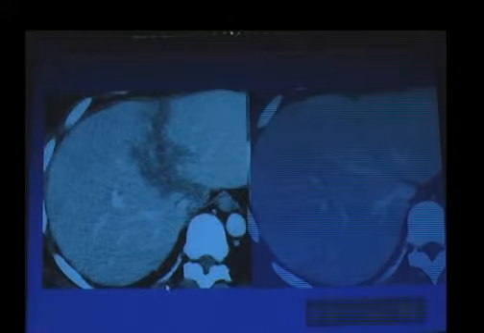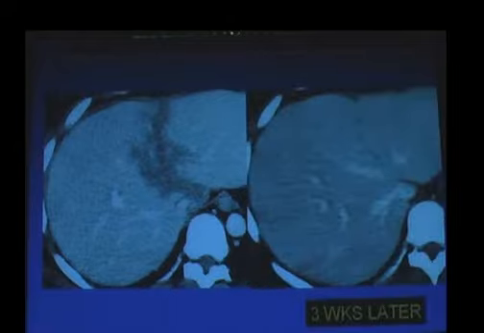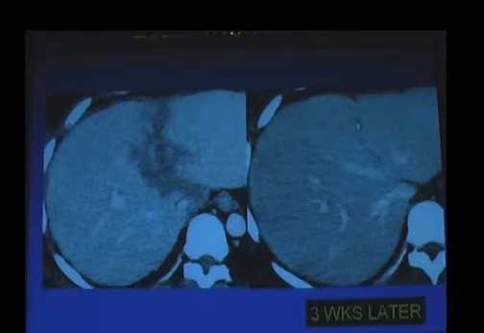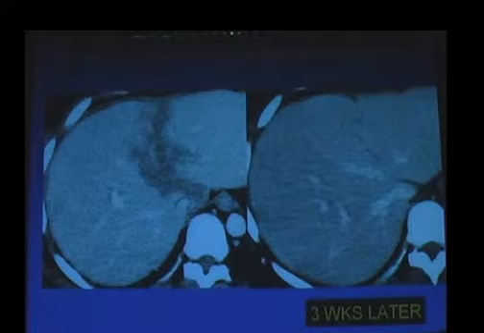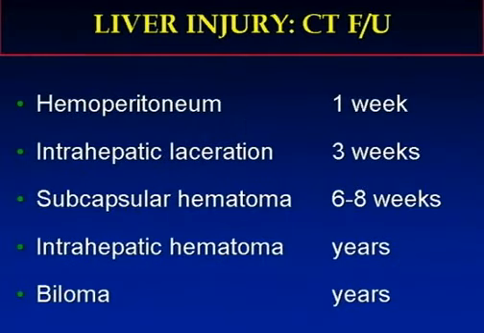Moving on to laceration healing, this is a patient who had a very large laceration in the dome of his liver, and 3 weeks later you can see that there's only minimal low density remaining at the site of the laceration. And the question is, how long does it take for these injuries to heal?